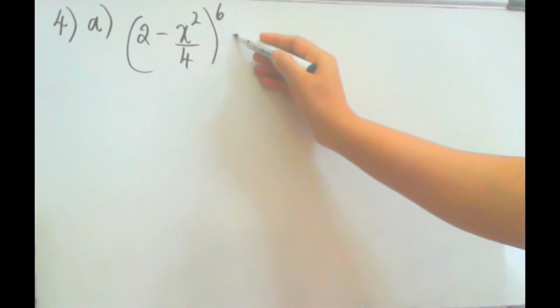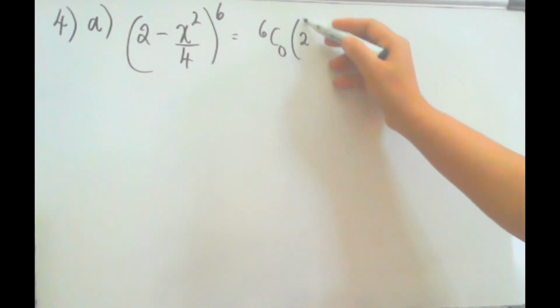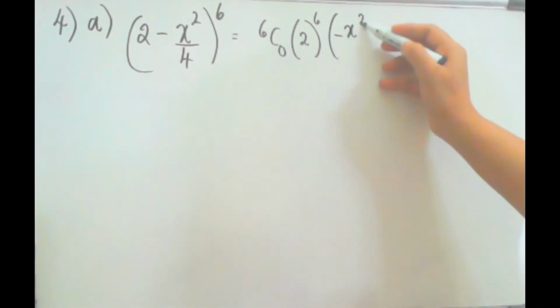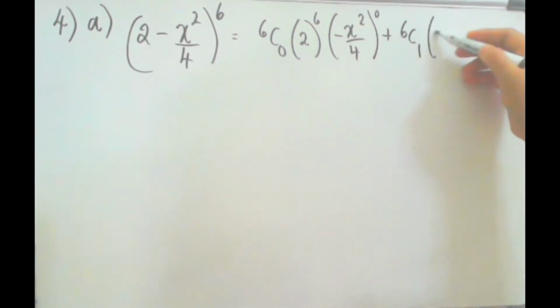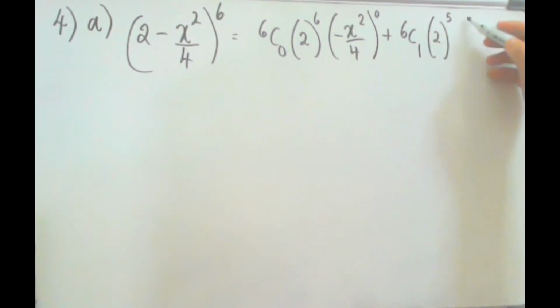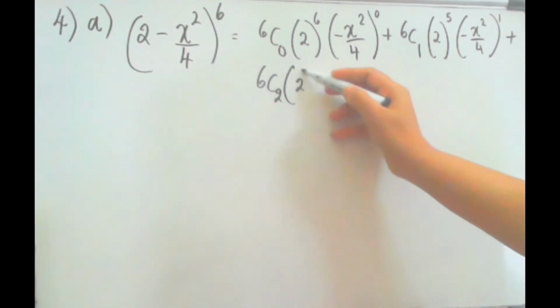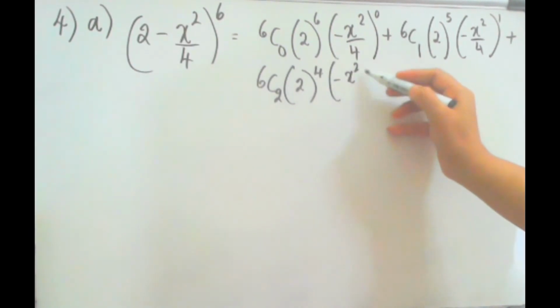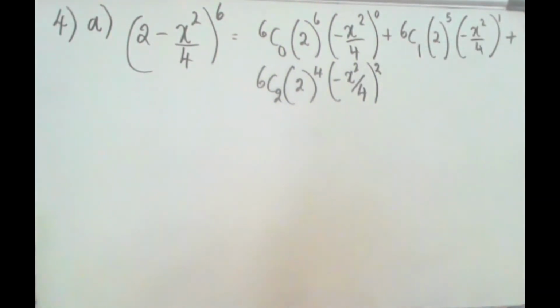Okay, so now we are going to binomially expand this one. 6C0 multiplied with the first term power 6, the second term along with the sign power 0, plus 6C1, first term we reduce the index, second term we increase the index, plus 6C2, 2 power 4, minus x square by 4 power 2. So we are interested in the first 3 terms only. So we will stop it here. There are many more terms, so we are not going to write all of them.